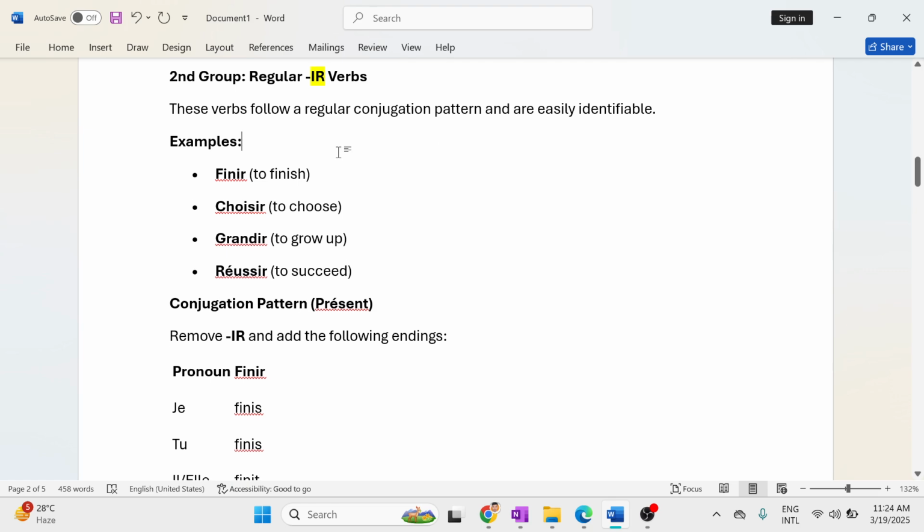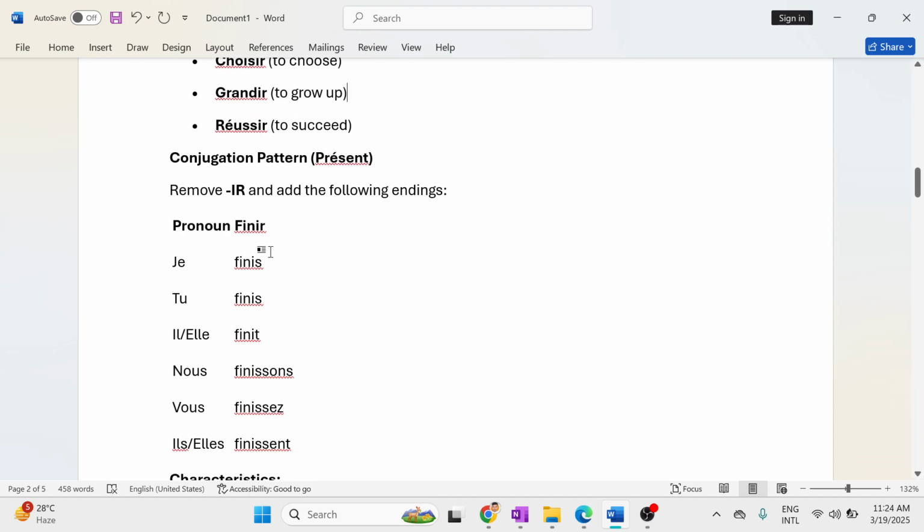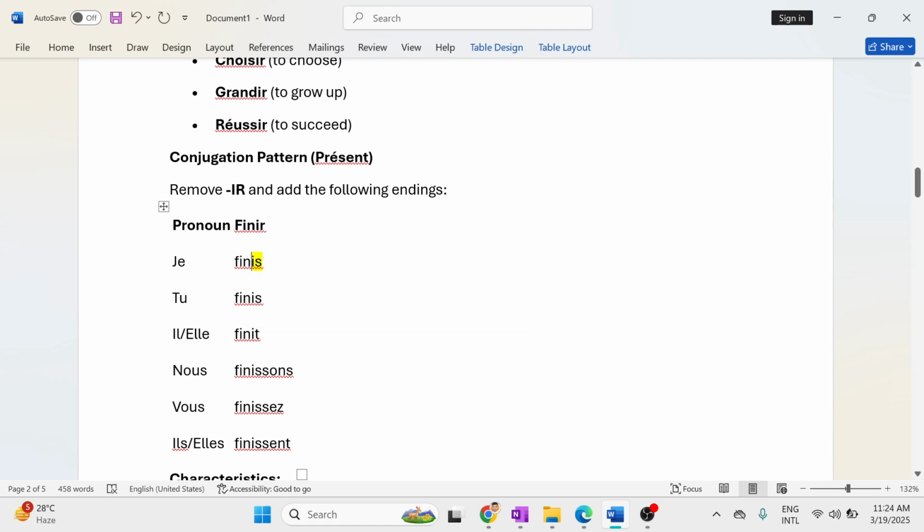So if I talk about finir, these are a few important ones. Finir means to finish, choisir, rougir, and réussir, and there are many more. So finir and these verbs are regular ones, and they are going to follow a specific standard conjugation pattern, not exactly as ER, but kind of standard regular. So let me just write their endings, highlight this. This is je, this is IS.